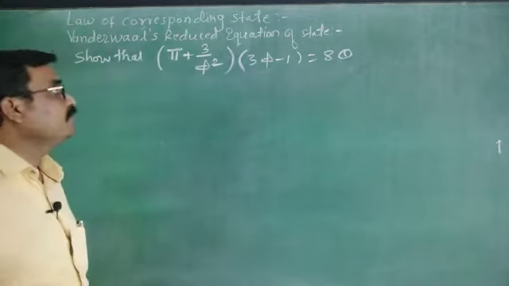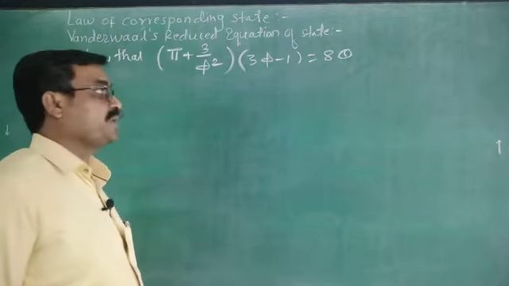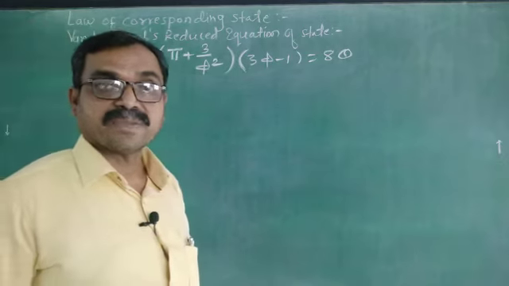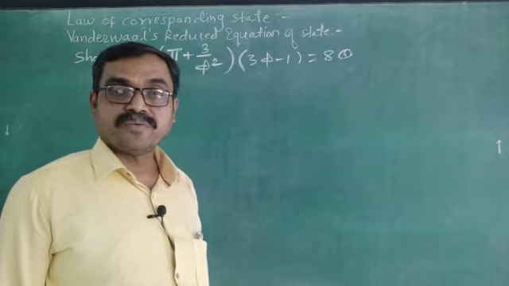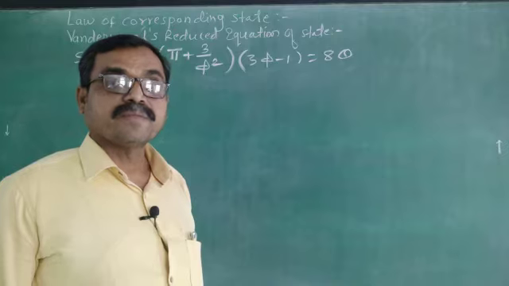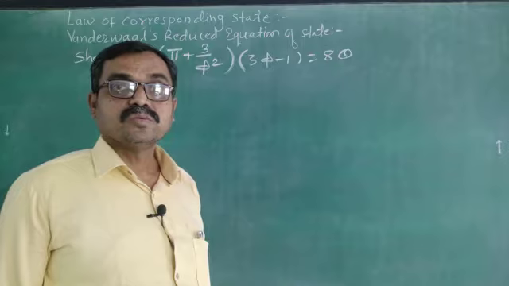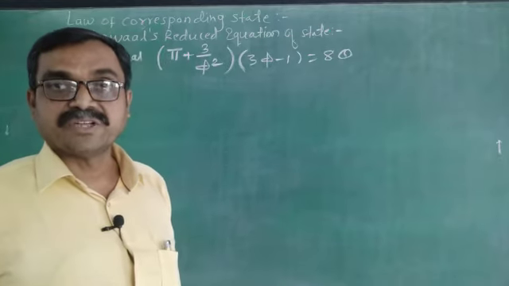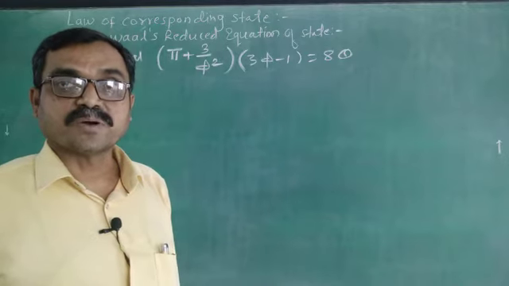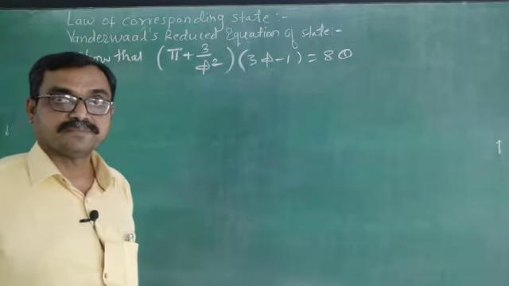Van der Waals showed that if pressure, temperature and volume are expressed in terms of reduced pressure, reduced temperature and reduced volume, then he came to know a new generalization. That generalization is called the law of corresponding states, or it is also known as the reduced equation of state. Getting it?